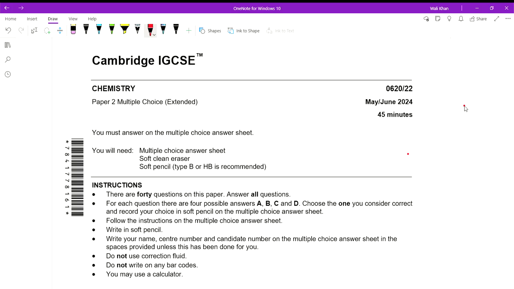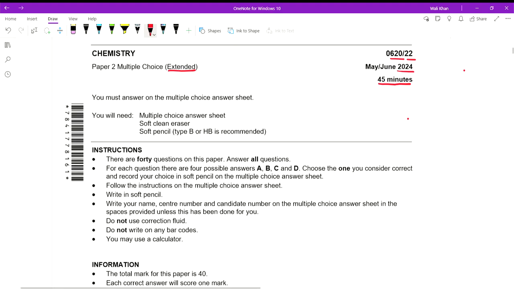Okay, let's start. Paper 2 multiple choice extended May-June 2024. Paper code is 620 chemistry. Paper 22 MCQ multiple choice question. Time is 45 minutes. You have to solve it in 45 minutes.